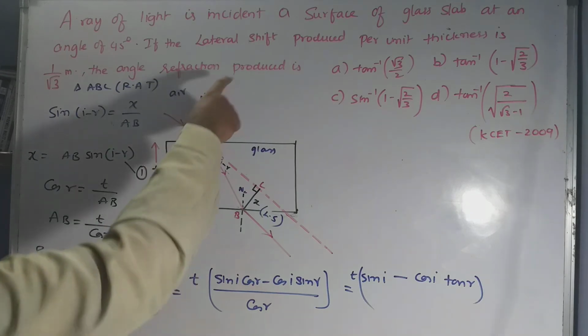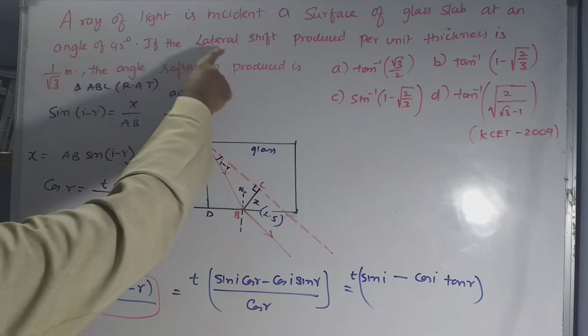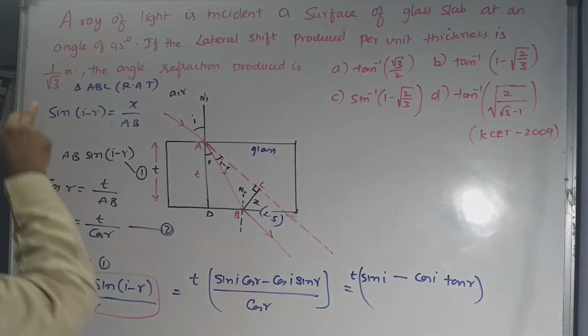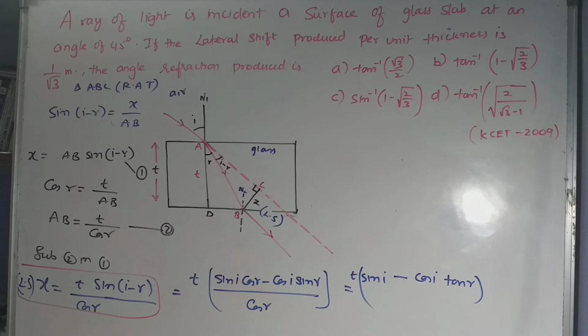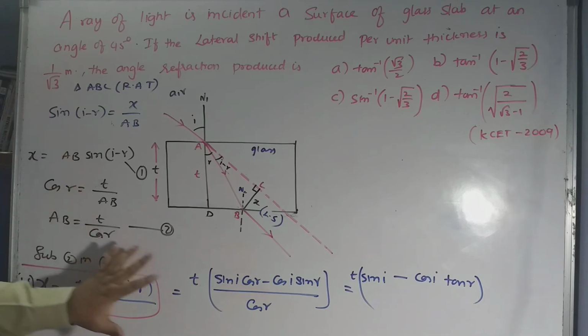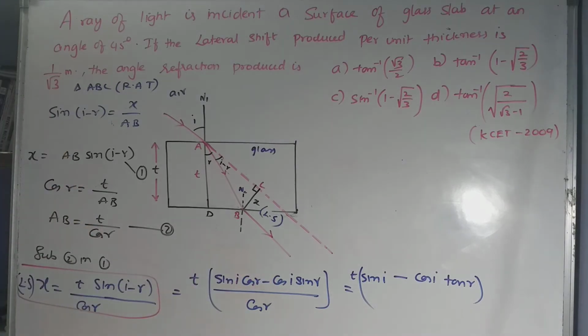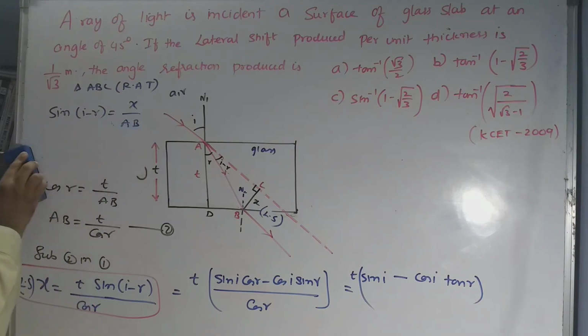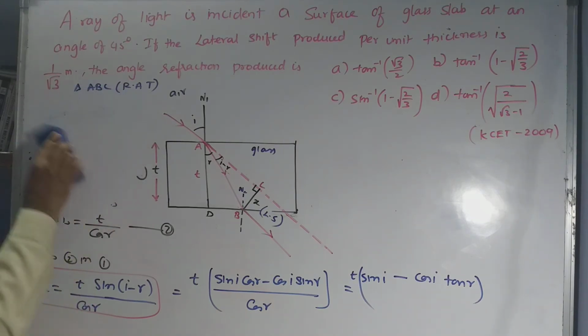Then finally what are you going to get? The final step is, if the lateral shift produced per unit thickness is 1 by root 3, it is given like that. So if it is 1 by root 3, how to find out this? So once you understand these basics, we can go for the next step here. I think if you write this one for some time, I can go to the next problem. So here, if you understand this concept, then I will rub it and go for an actual problem.